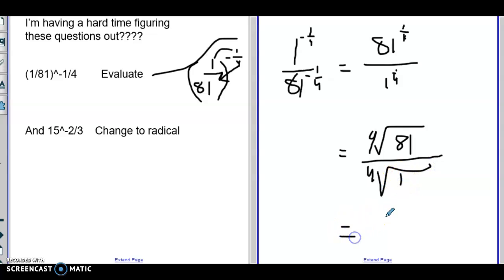I believe the fourth root of 81 is 3. The fourth root of 1 is 1. So I believe the answer for this one is 3.